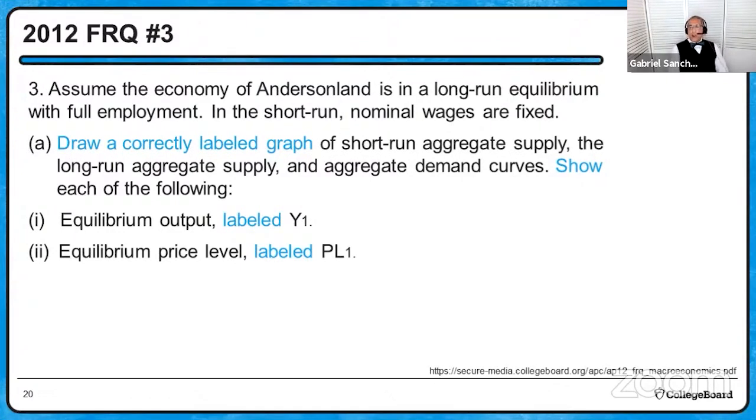So you should be drawing your graph right now. As I was reading the question to you, we are in long-run equilibrium. Make sure you have long-run supply, short-run aggregate supply, and your demand curve, label all three, put your two axes, horizontal and vertical, and label our long-run equilibrium output at Y1 and price level at PL1. All right, are you ready? Are you ready to show? Let's see what you've done.